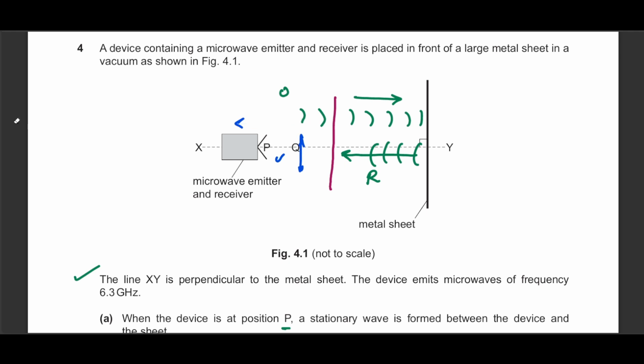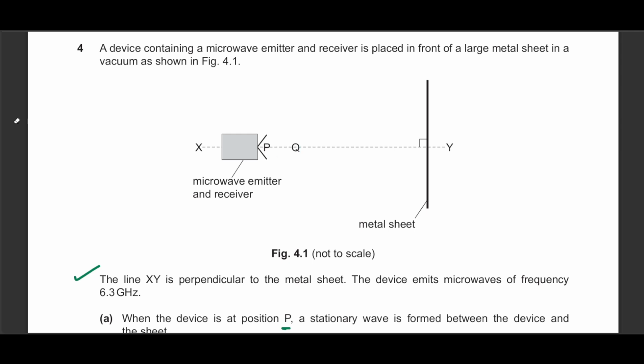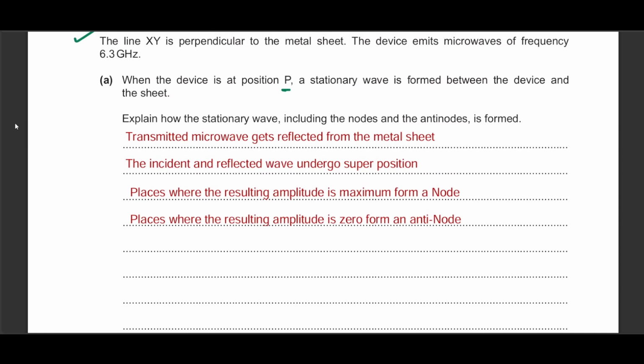So first, there needs to be an original wave. That same wave has to be reflected. Then they need to undergo superposition, and as a result, a stationary wave will be formed. So 4 simple steps, which I've summarized here. The transmitted wave gets reflected back, a very important point, because they both have to meet.